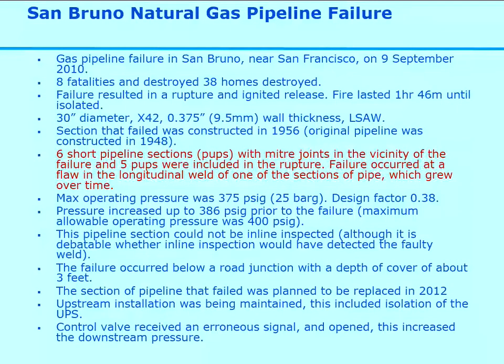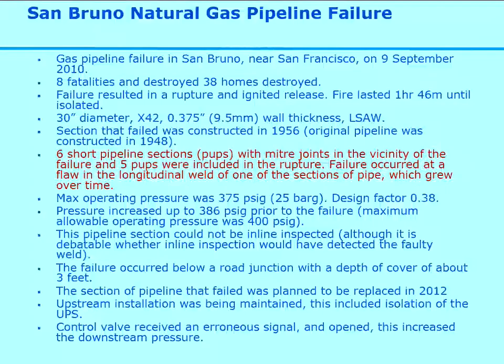The failure occurred at a flaw in the longitudinal weld of one of the section pipe, which grew over time. And when the failure was investigated, the seam weld that was in the pipe didn't actually meet the quality requirements which were in place in the 1950s. So it was quite bad.